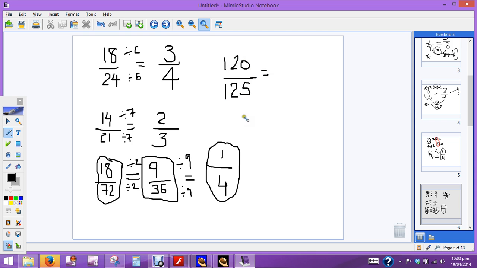Not going to work for me. What was I trying to do? Let's do 100 out of 125. I can see multiples of 25 within these numbers here. So 25 4s are 100 and 25 5s are 125. Okay, we'll leave it at that.